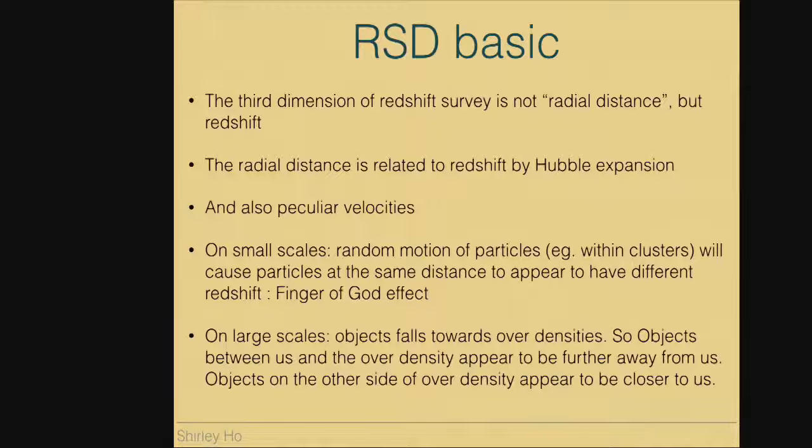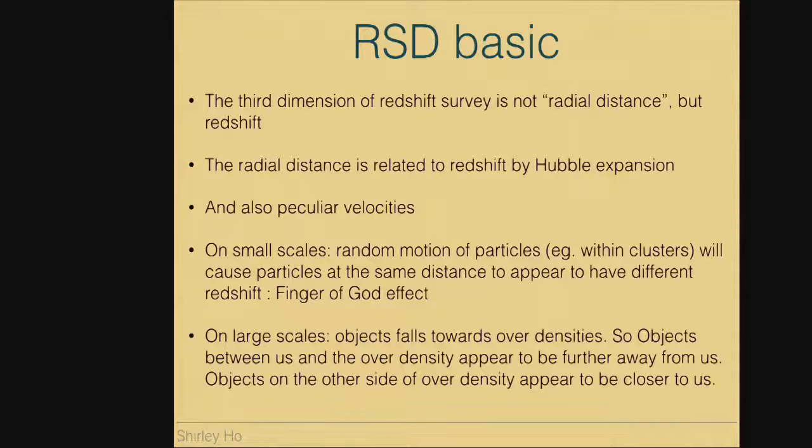So the third dimension of a redshift survey is not radial distance, it's redshift. The radial distance is related to redshift by Hubble expansion, but also peculiar velocity, V peculiar, that you actually see in your notes. On small scales, the random motion of the particles, say within the clusters, will cause the particles at the same distance to appear to have different redshifts, called the fingers of God. No offense to any religion, just people named it the first time. I'll show you a picture on this one.